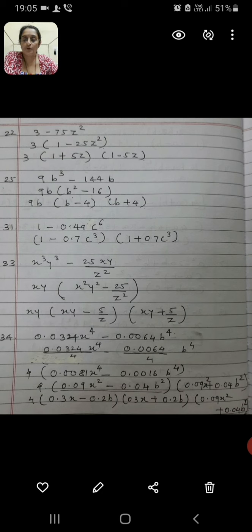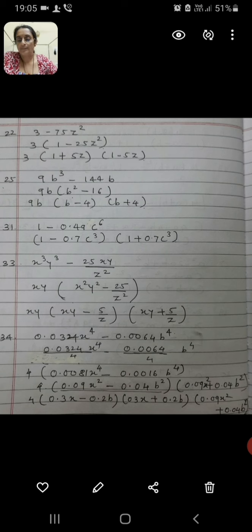Go to the next one, that is 9b cube minus 144b. So here b cube and b are there. Fine. So we'll take b common outside the bracket and 9 from the numerical coefficient. So if you take 9b outside, what will remain? B square minus 16 will be in the bracket. Now b square is a perfect square, 16 also is a perfect square. So the roots of these are b minus 4, b plus 4, and 9b will be as it is.